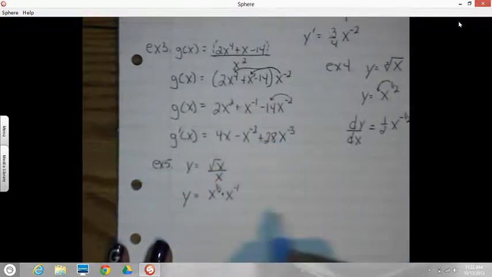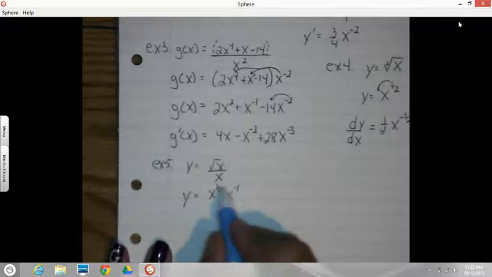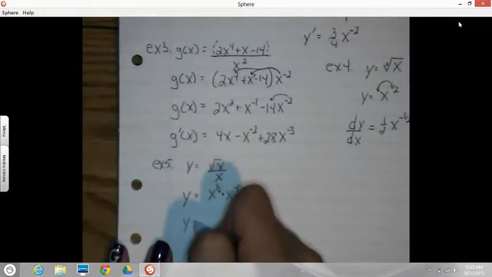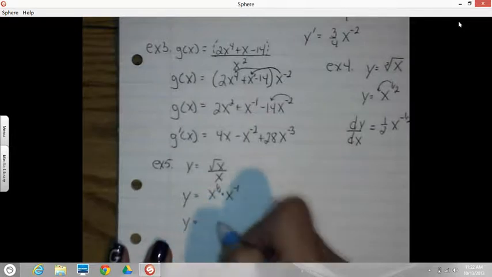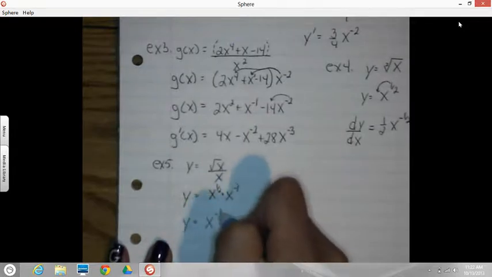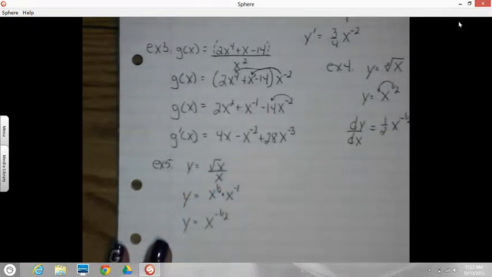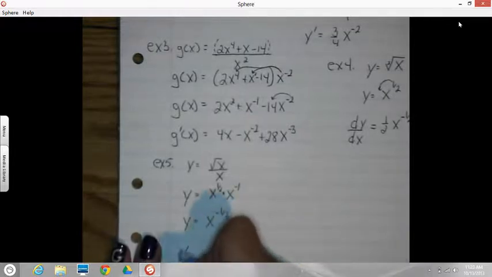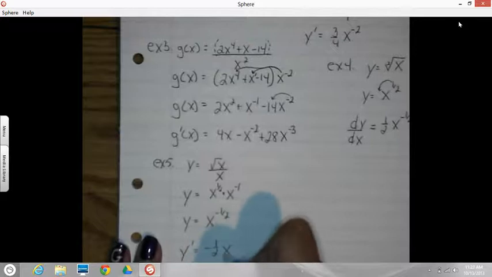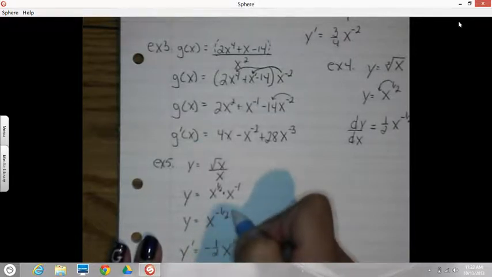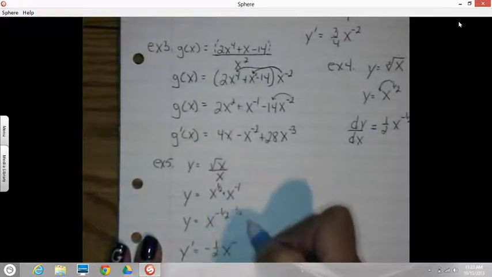Now that I'm multiplying like bases, I add exponents. So this is all still y. I have not done any derivative power rule yet. Adding exponents, I'm going to get negative 1/2. Now it's ready for derivative. Negative 1/2 x to the negative, if I subtract 1 there, that's subtracting 2 over 2. That'd be negative 3/2.